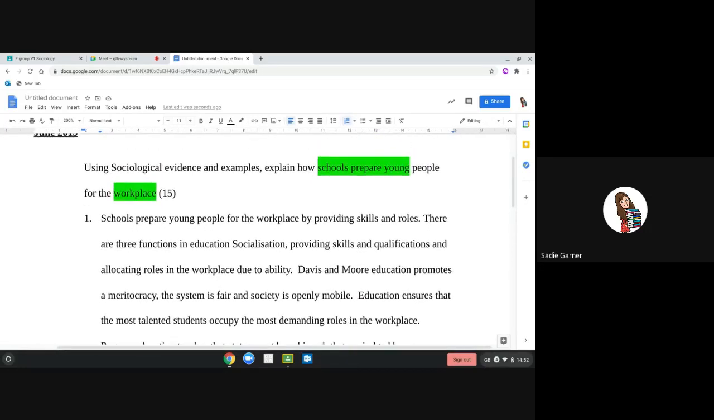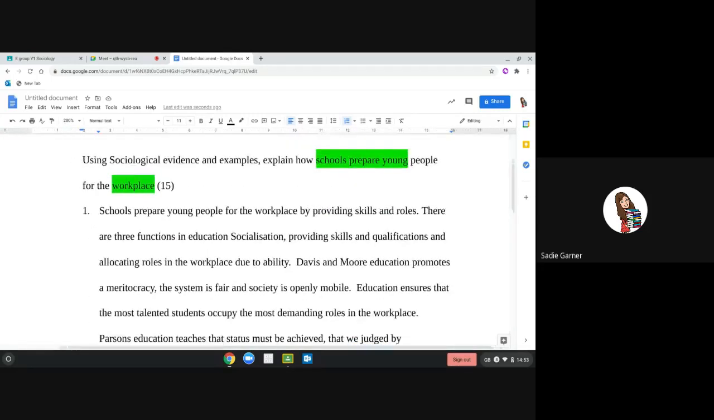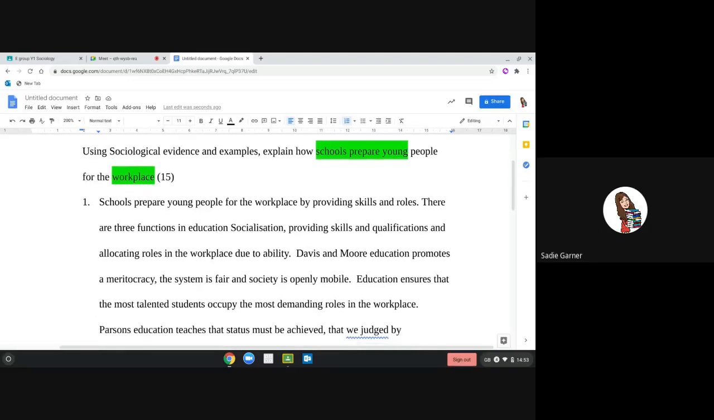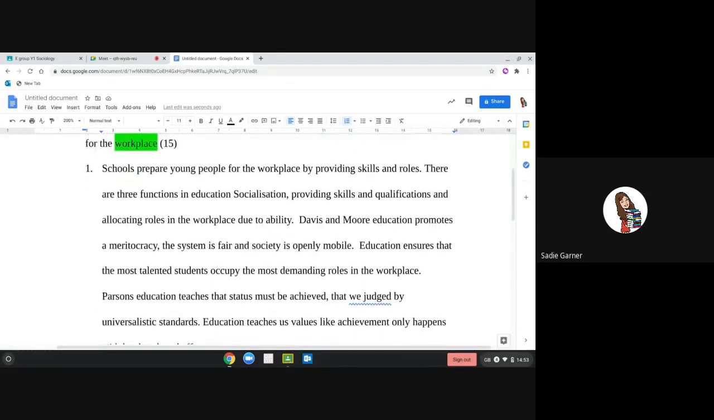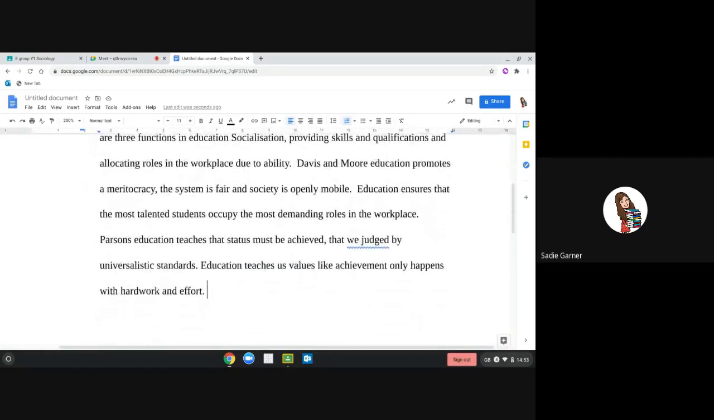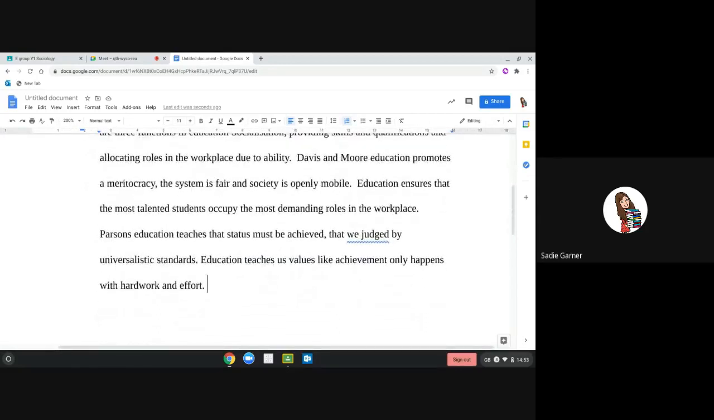Now I haven't got Durkheim because I didn't feel he was necessarily saying that it prepares us for the workplace. I felt he was more explicitly saying it prepares us to function in society more generally. So I didn't really feel like it flowed as much there. So at the end of those three bits of knowledge, the three functions, Davis and Moore and Parsons, there's lots of AO1 or knowledge there.